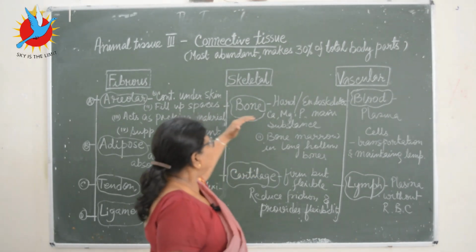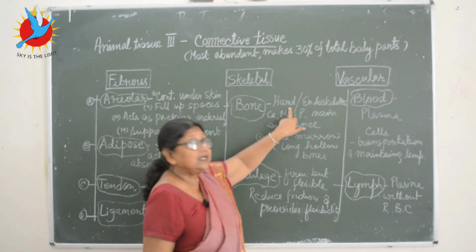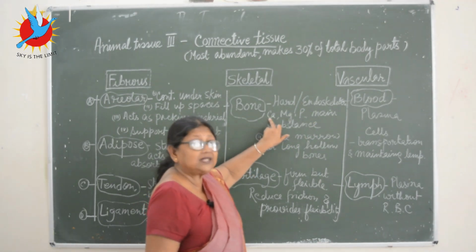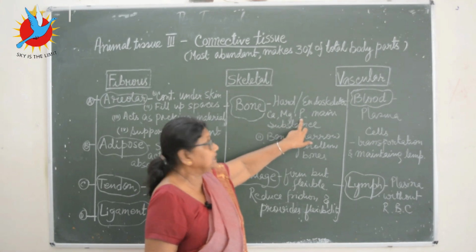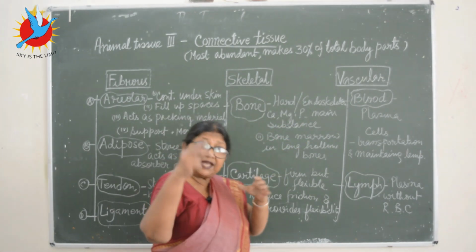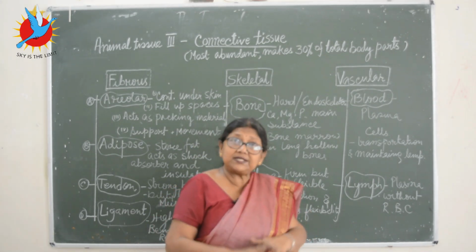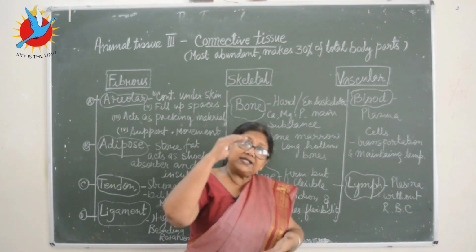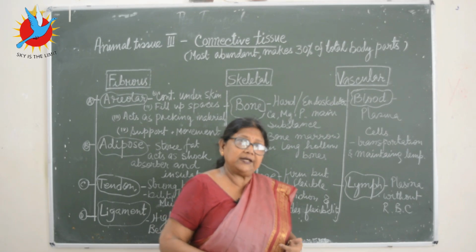So bone, what does it do? What are the 2 points we learned? This is hard. This makes the endoskeleton. Mostly the substances that make the bone, what are they? Calcium, magnesium and phosphorus. Then bone marrow inside the long bones, which is very important because the red blood cells and the white blood cells of the body are formed inside those hollow bones where the bone marrow is filled in.